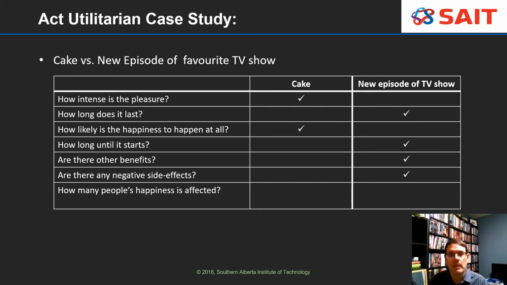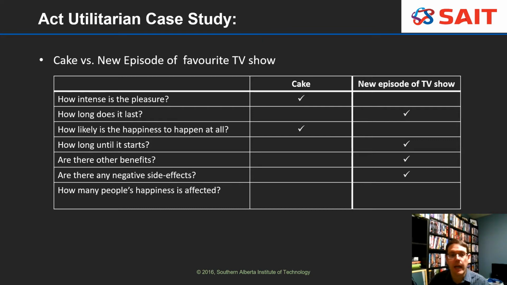Negative side effects. So eating your favorite dessert is probably going to bring more negative side effects. For example, you might feel sluggish, you might sugar crash, whereas on the other hand, watching the TV show doesn't tend to have a lot of negative consequences. So, since the TV show has fewer negative consequences, it will bring you more utility in this dimension.